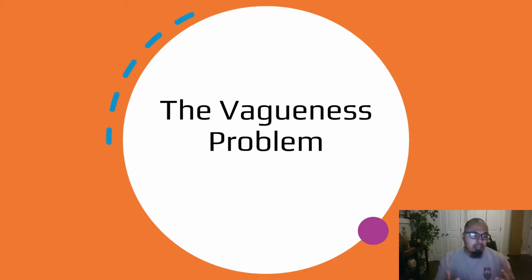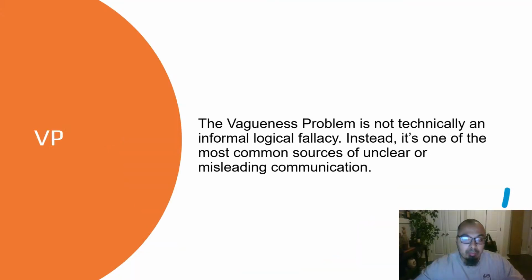But now we're not really going to be talking about a fallacy. We're going to talk about something that seems like a fallacy. In particular, we're going to talk about the vagueness problem. And this is a big issue, which can lead many times to fallacies. So I'm going to abbreviate this particular problem as VP, which stands for the vagueness problem.